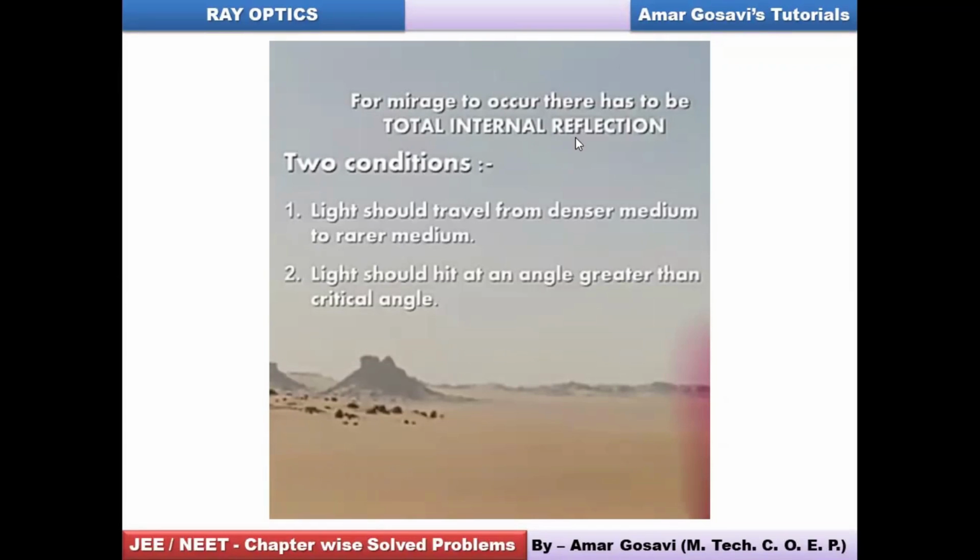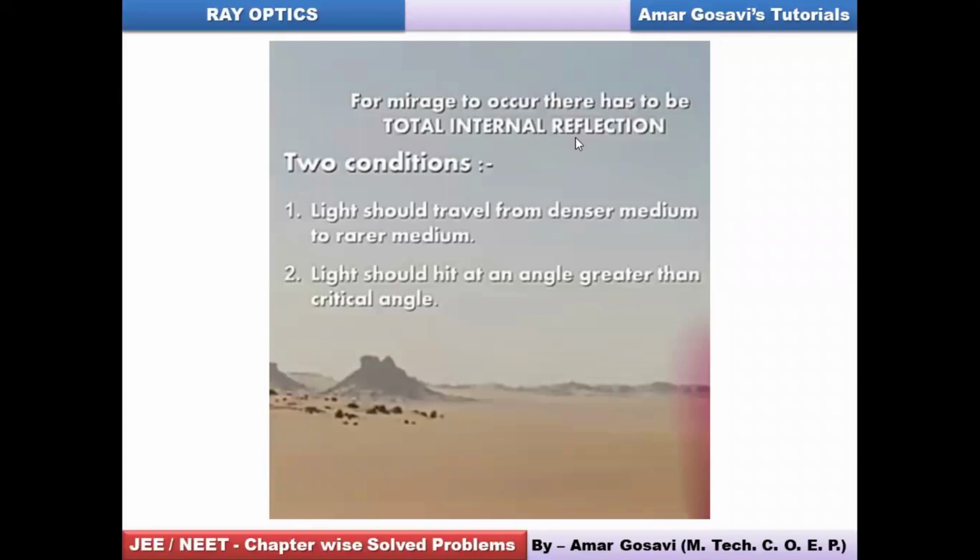The first condition is the light ray should travel from denser medium to rarer medium. And the second important condition for total internal reflection to occur is light should hit at an angle greater than critical angle. It means the angle of incidence should be greater than critical angle. And we also know what a critical angle is.